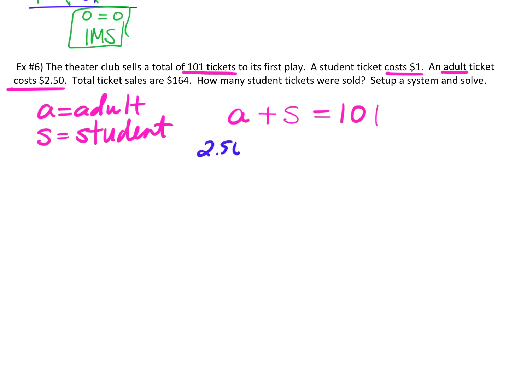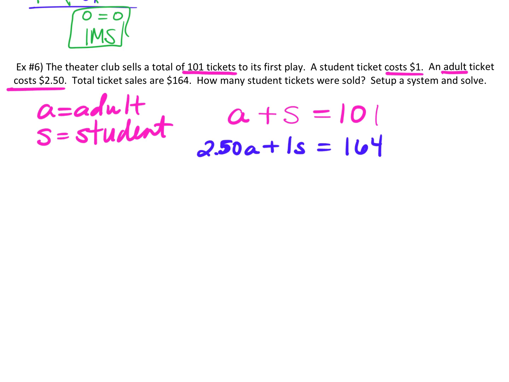So 2.50A. Could you write that as 2.5A? Yeah, it's the same thing. You could. So 2.50A plus what? $1 per student ticket equals 164. Okay, so keep the money together, right? All of those are dollar signs: $2.50, $1, $164.